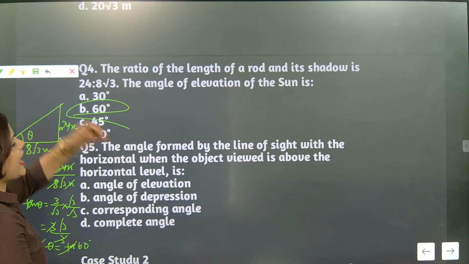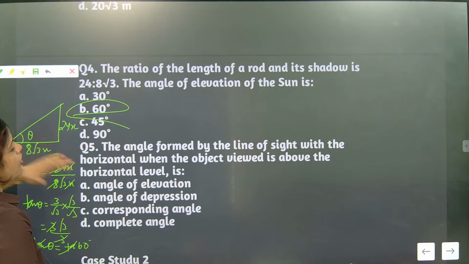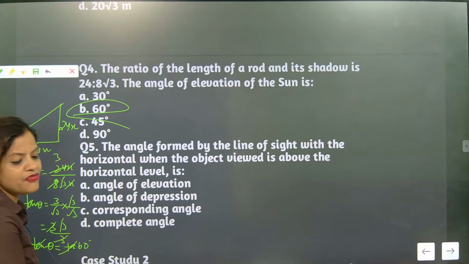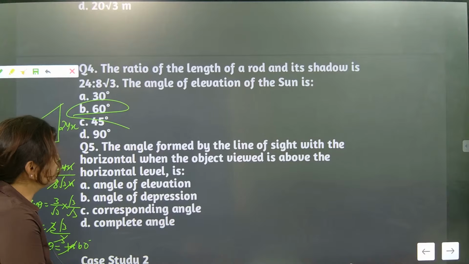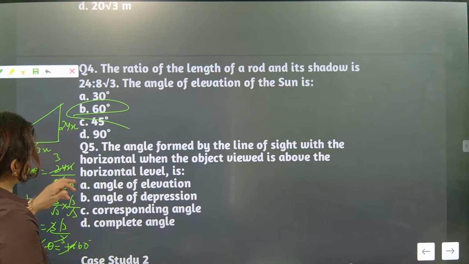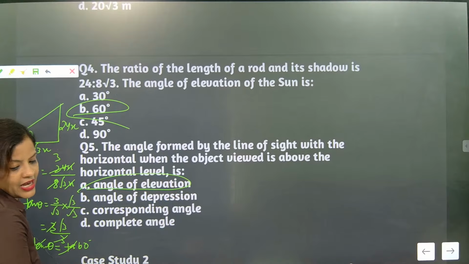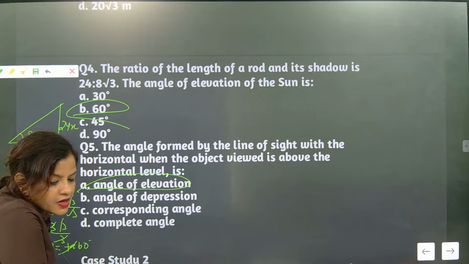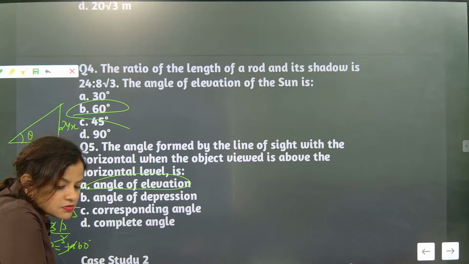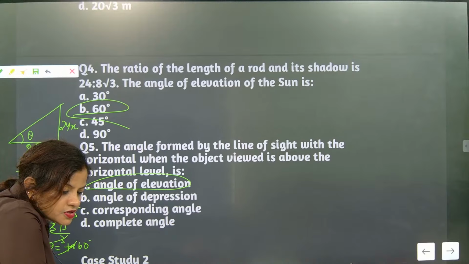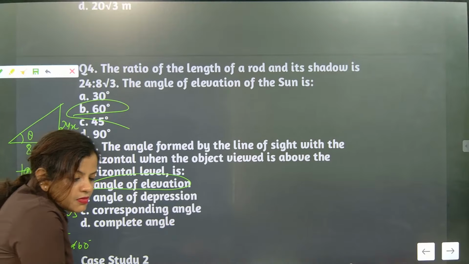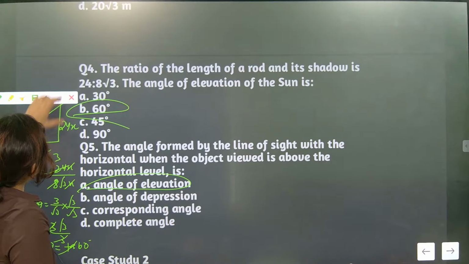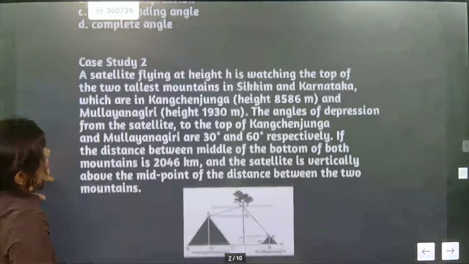Now look at the angle found by line of sight with the horizontal when the object viewed is above the horizontal line is angle of elevation. Absolutely. So the correct answer, after so long, Naren has given the answer: angle of elevation. So the first answer goes to Naren, then Kavya, then Maha, after that Nishant, and then Ashwita. So definitely the answer sessions is very good. Now we will go for case study second question, beta.